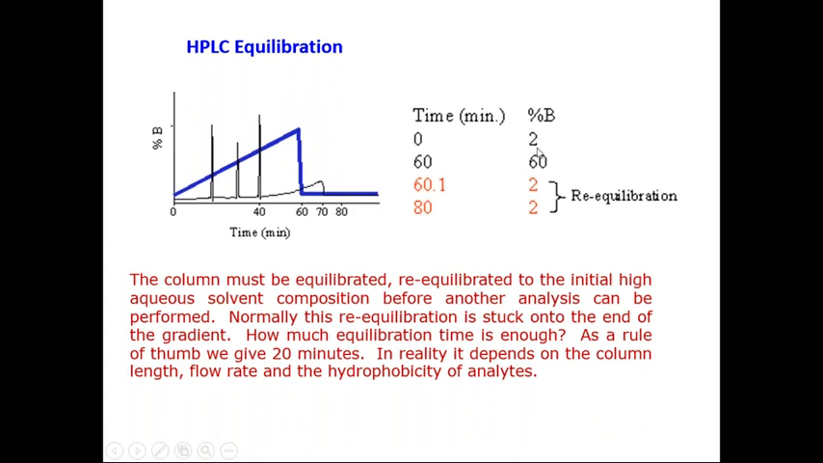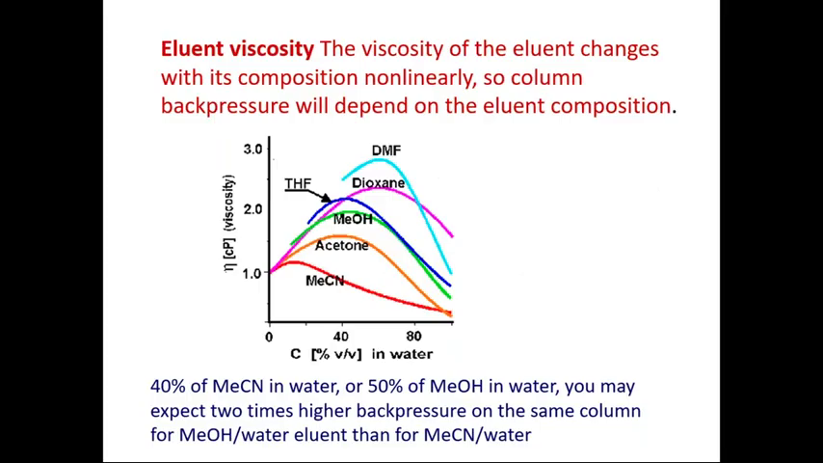So 2% B. So from 60%, it must come to 2%, and the column should be equilibrated. So this HPLC equilibration is very important. The next most important thing of HPLC is that the viscosity of the solvent should be almost equal to that of water.